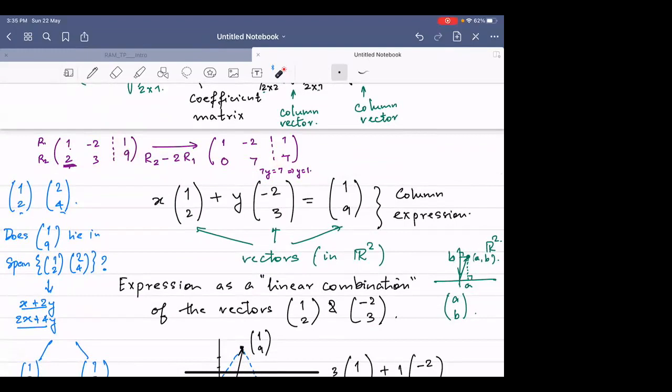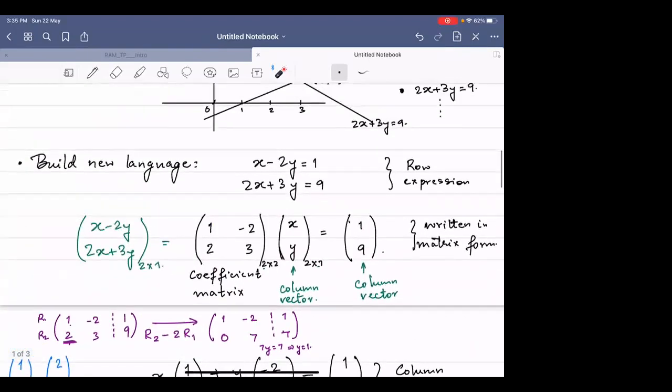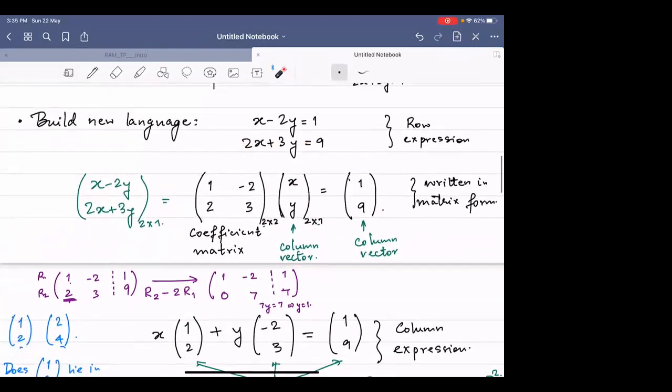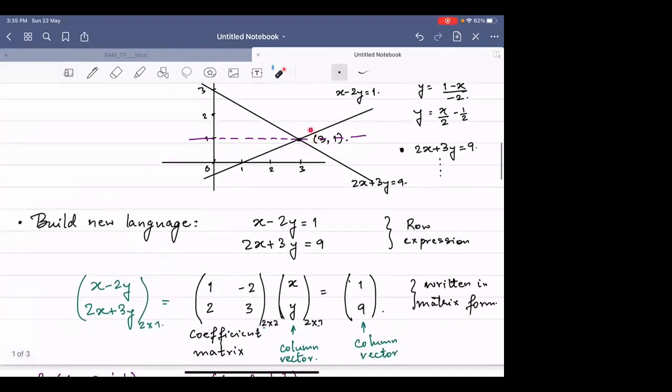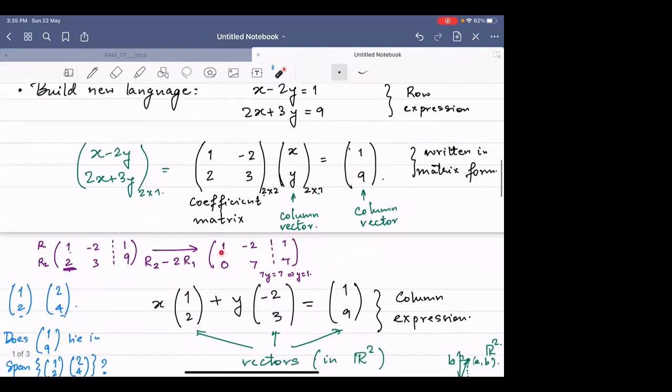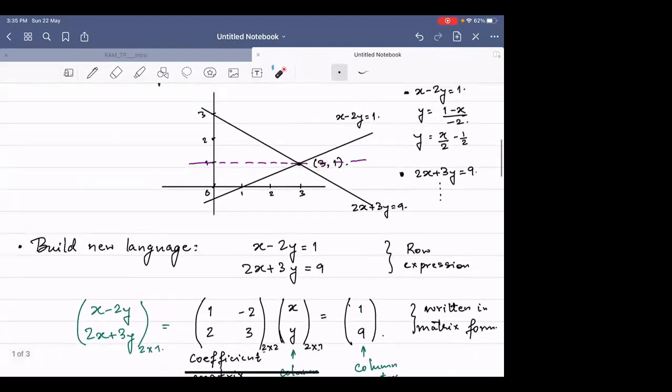So now instead of looking at the equations x minus 2y equal to 1 and 2x plus 3y equal to 9, which will give you intersection (3, 1), you're looking at the equations x minus 2y equal to 1 and y equal to 1, which also give you the same intersection (3, 1). This is the line y equal to 1.